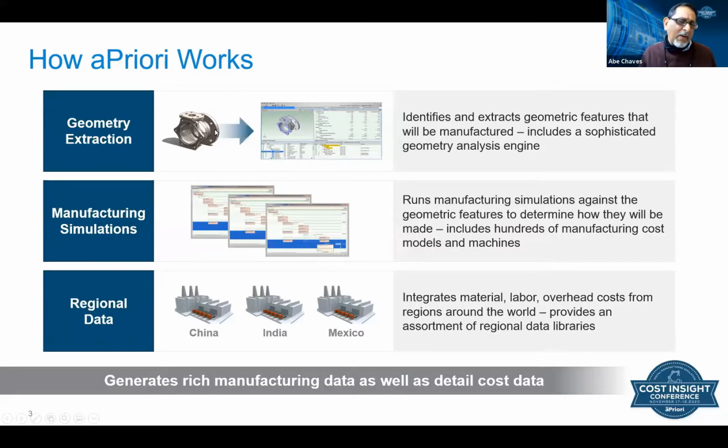How big is the part? How thick is it? Does it have any holes? How many holes? How big are they? Where are they? Where are they in relation to edges and each other and things like that? All that information is pulled out automatically.